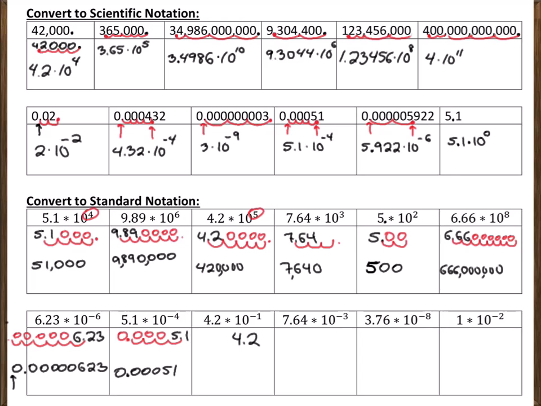So we're only moving this decimal point over just the 1 space like that. So this becomes 0.42. All right, next one, we have 7.64 times 10 to the negative 3rd.